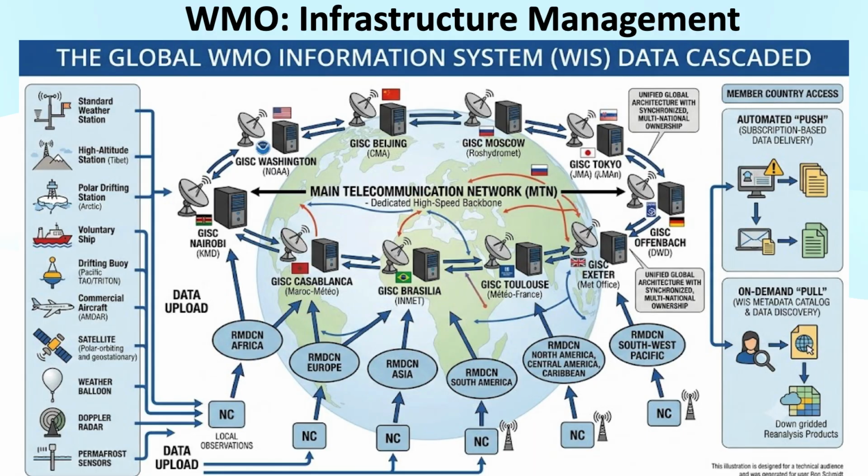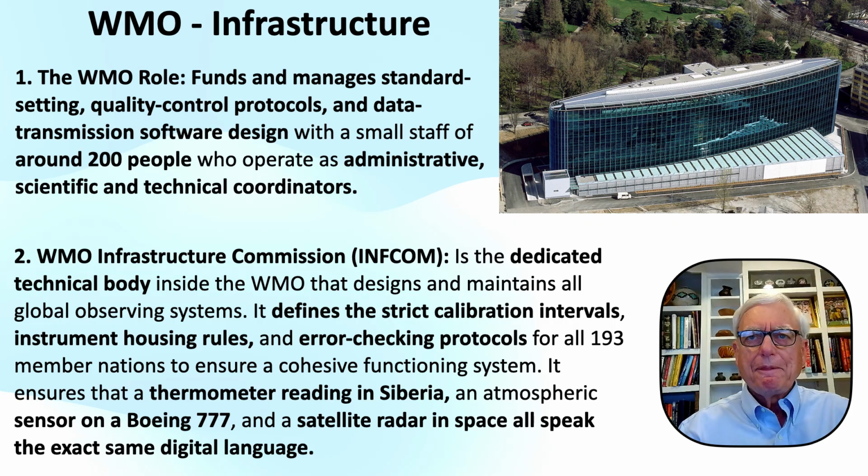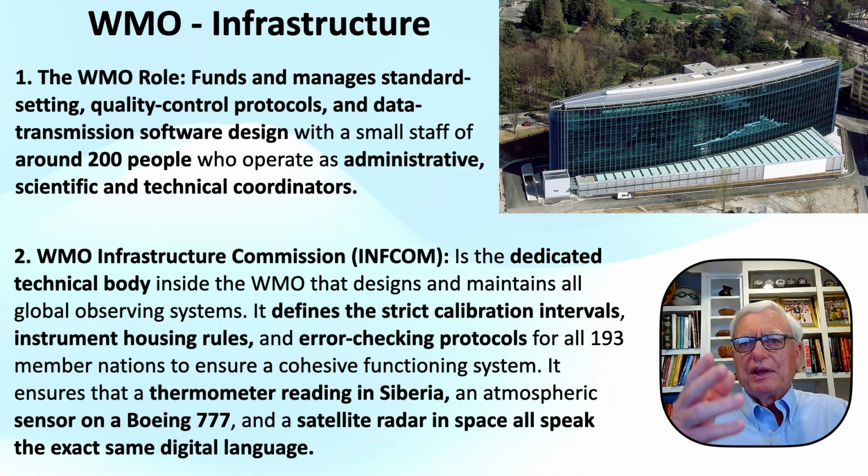So the next question is, so this is the network. You can see now, if you look at that same slide again, you can see the 10 sources of data coming in. You can see how this network shares that information. So how do they make that work? So now let's get into the WMO and its infrastructure. The WMO, we told you, was located in Geneva, Switzerland. There's their building.